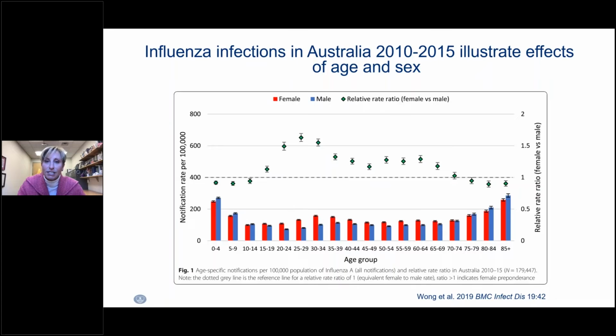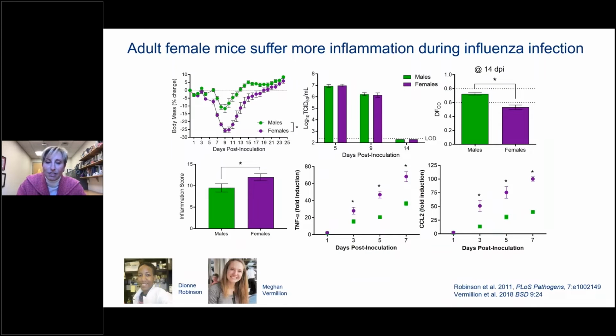We've seen this for seasonal epidemics, we've seen this for pandemics, and we can model this in the laboratory. So working with C57 black 6 mice, females in purple, males in green, when we infect these mice intranasally, and these are young adults, with 2009 H1N1, females get sicker. They lose more of their body mass as compared with males.